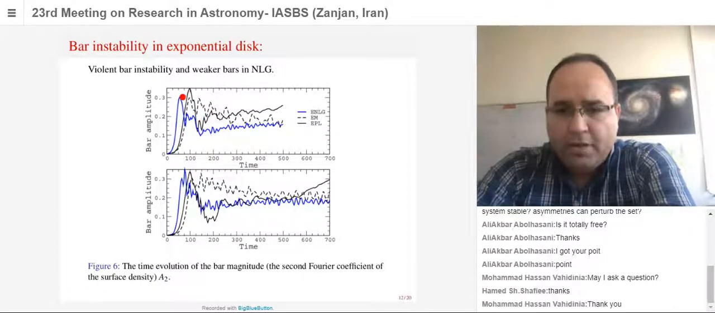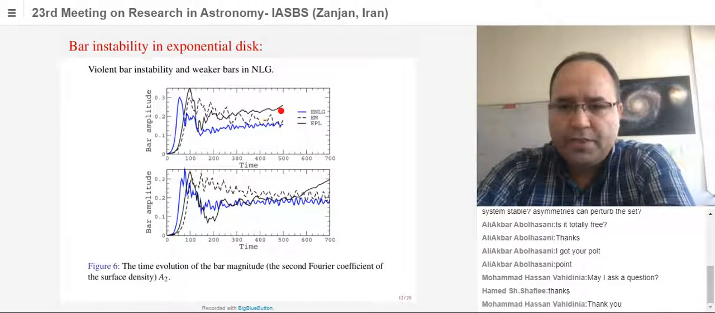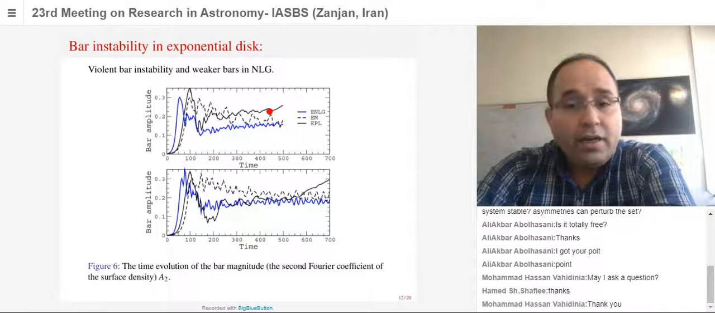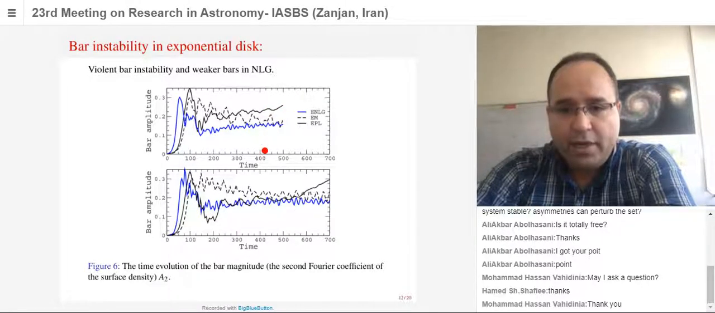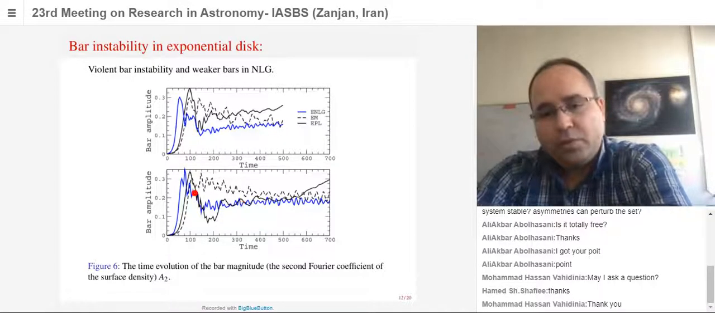In the dark matter case, there are no rapid oscillations, but the main difference is that at the end of the simulations, we see stronger bars in dark matter halo cases, right? And modified gravity leads to weaker bars. Now, I think that follow-up work is required to see which one is consistent with observations.